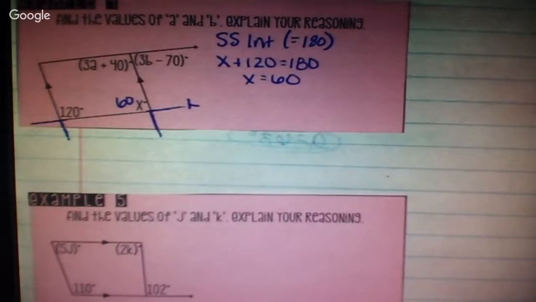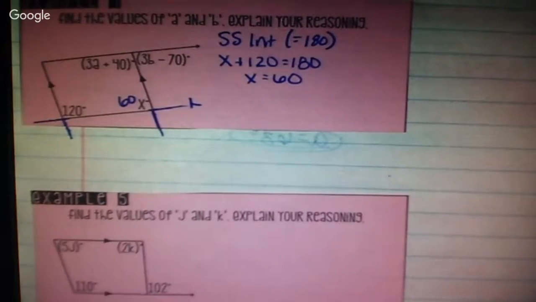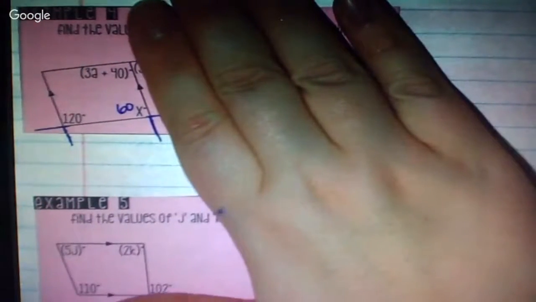So what this means when you've got something like this is I can use this as a transversal and these two as parallel lines. I can use this as a transversal and these two as parallel lines. In a parallelogram, both sets of lines are technically parallel. So this now becomes my transversal.